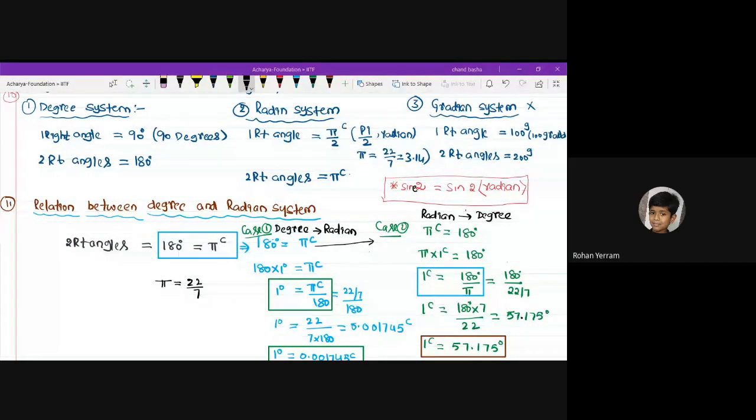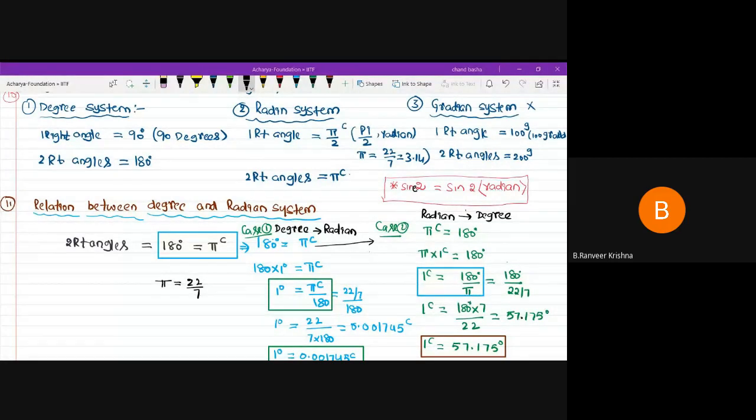Sir, I have a doubt. Yes, Rohan. Sir, what is sine 2? Sine 2 value, that I'll discuss later. Till then you have to just remember, 2 means it is in radian. We are not finding the value, right?